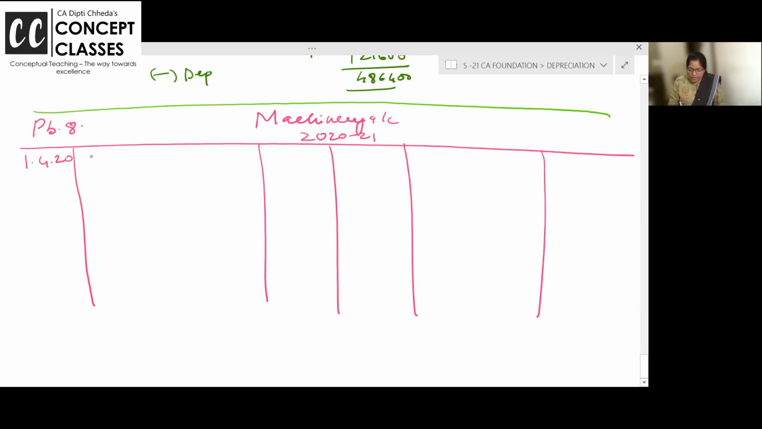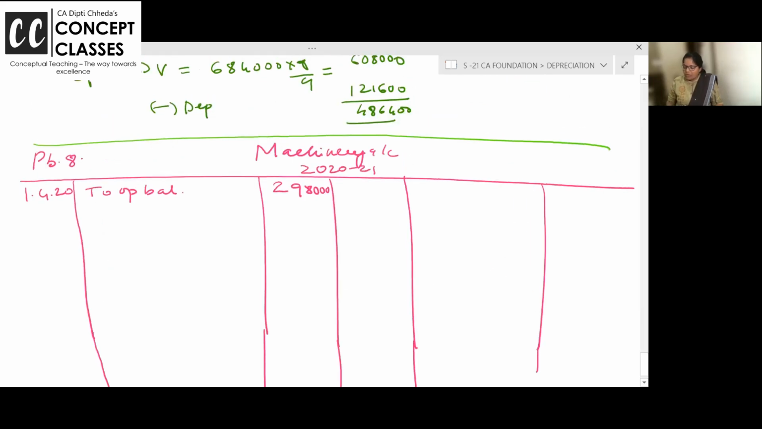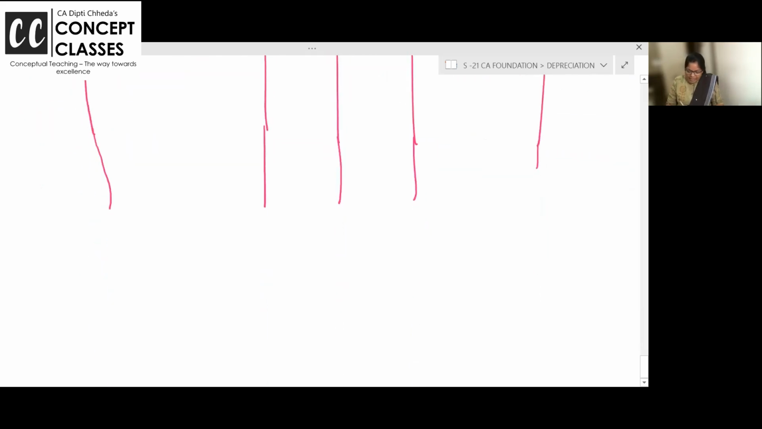1st April 20. What is the opening balance? 2,98,000. 2,98,000 is the balance on 1st April. Now there are some mistakes which you have to rectify and there are some more purchases and sales also. And then you have to charge depreciation and closing. So leave half a page and then continue with working note 1.